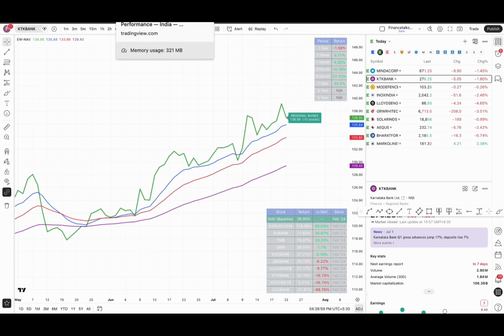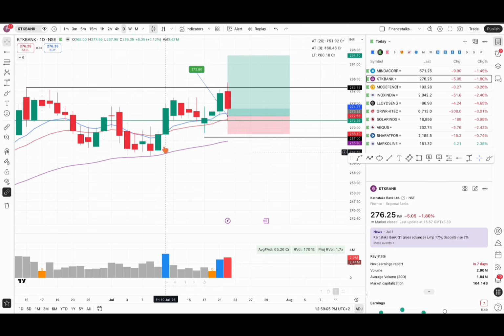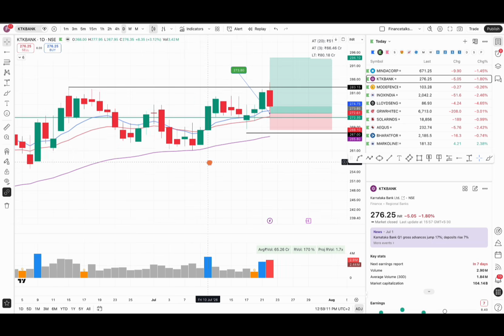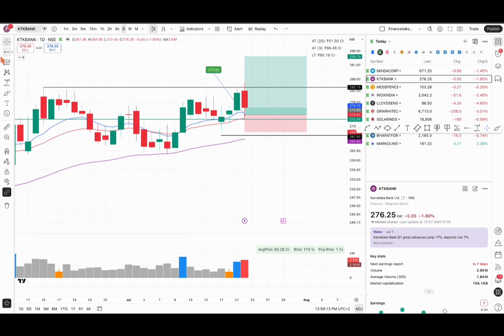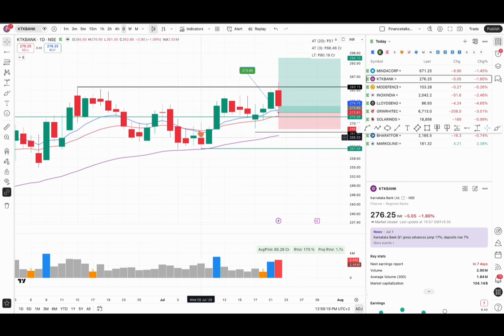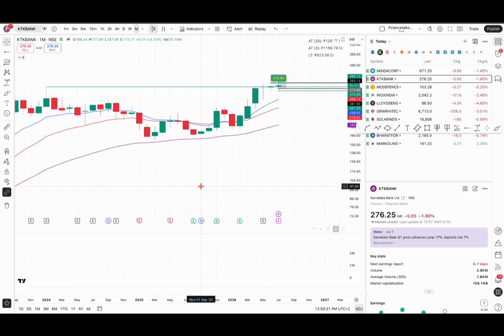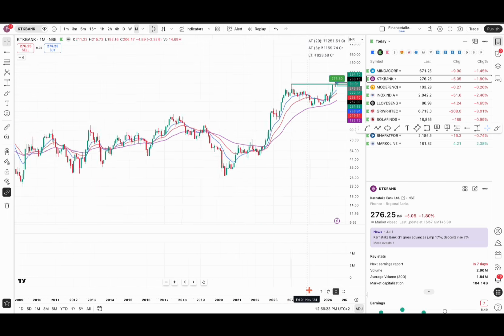Over here on the daily, on 8th of July, we can see that it made a bottom at this level, which we'll mark as this. That is 261. It made a bottom right over here. So first let's go to the monthly and see how the stock is performing.